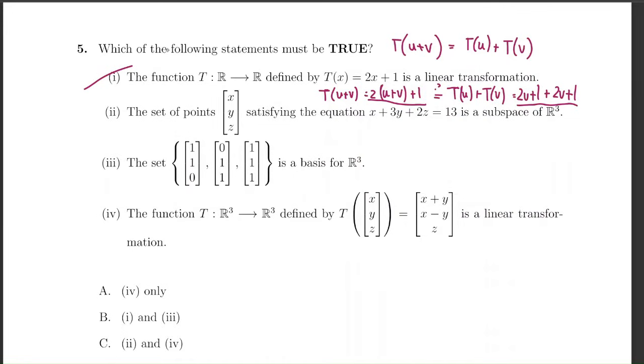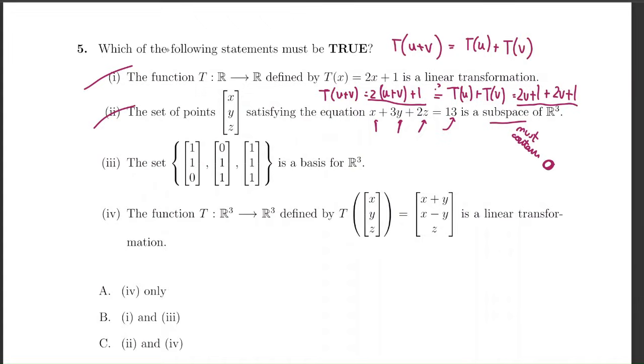The set of points x, y, z satisfying the equation x plus 3y plus 2z equals 13 is a subspace of R3. A condition for a subspace is that it must contain the 0 vector. Does this contain the 0 vector? If x is equal to 0, y is equal to 0, z is equal to 0, does that still equal 13? No, it doesn't. So because of that, it's not a subspace, because a subspace must contain the 0 vector.